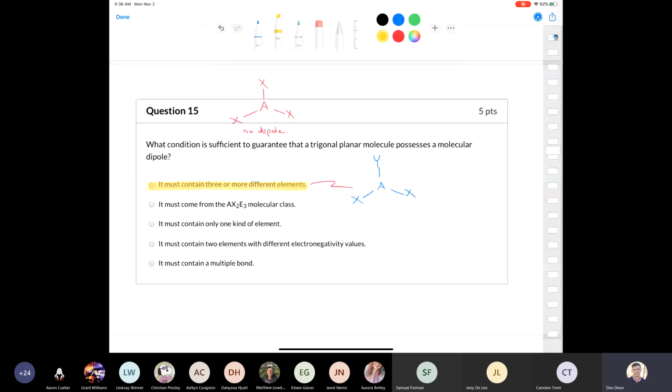It must contain only 1 kind of element. Well, that's not true either. That wouldn't be polar if it could exist. It must contain 2 elements with different electronegativity values.